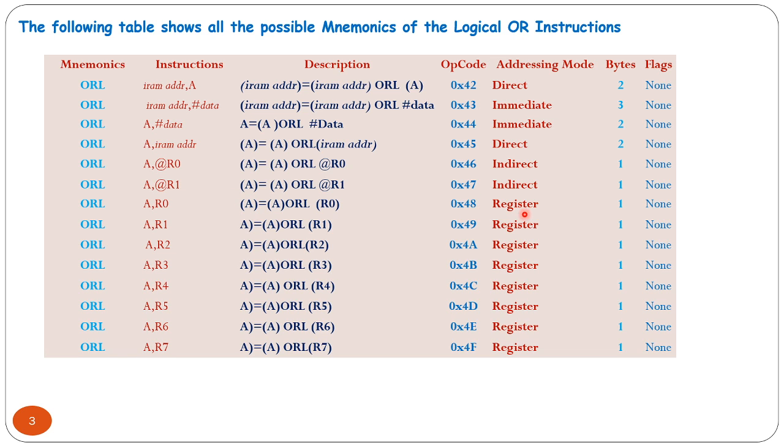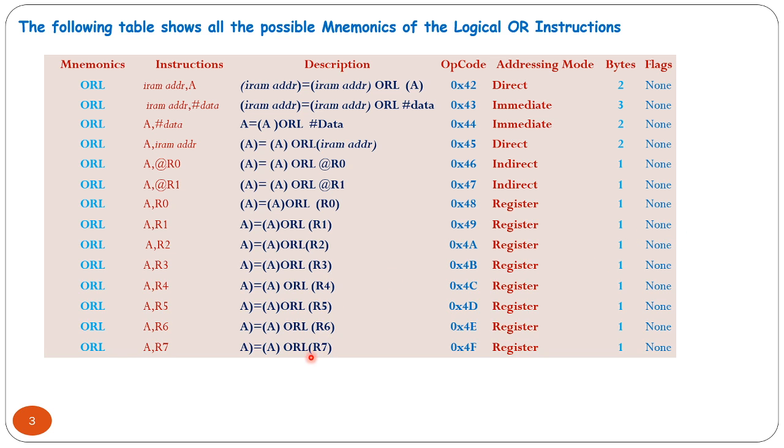48H is the operation code of this instruction, and the addressing mode is register addressing, 1 byte instruction, and flags are not affected. ORL A, R1: the content of the R1 general purpose register is logically ORed with the content of the accumulator, and the result is stored in the accumulator register. This instruction has the operation code 49H, register addressing, 1 byte instruction, flags are not changed.